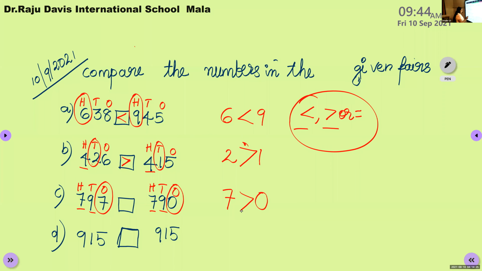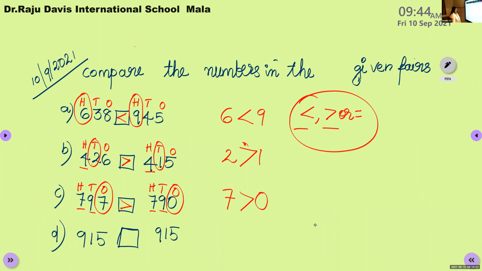So what is the answer? 797 is greater than 790. Correct answer, my dear. Good. Thank you, ma'am. Next one. Yes, Daksha Lakshmi, please unmute. Yes, ma'am. Please follow the steps and tell me the answer.